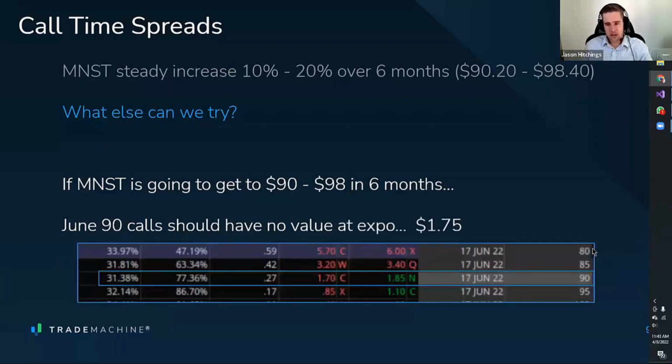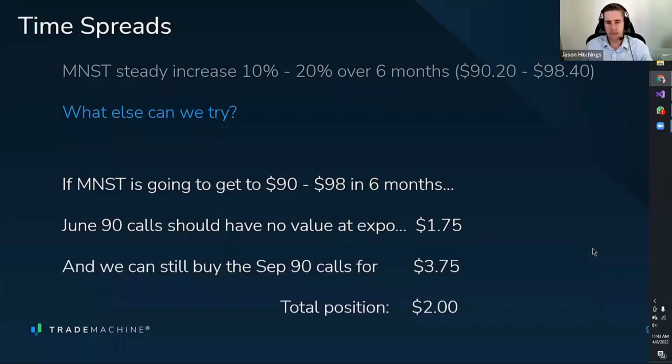Okay, so what is that June 90 option trading for? Well, let's say you're selling it. You're probably going to sell it a little below the midpoint, so we'll say $1.75 is how much you'll be able to sell it for. So if we own the September 90 call for $3.75 and we sold the front month option for $1.75, then the total cost would be about $2 for the position. So we brought down the cost of our position quite a bit.